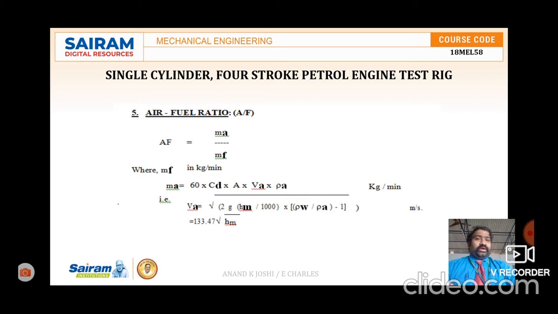The volume of air we can calculate by another formula, that is the square root of 2g HM divided by 1000, into rho W by rho A minus 1. Where rho A and rho W are the density of the air and the density of the water, which are given, and HM is the head of the manometer reading. After all this calculation, you will get 133.47 square root of HM. That we are going to find out, so you will get it from the reading HM.